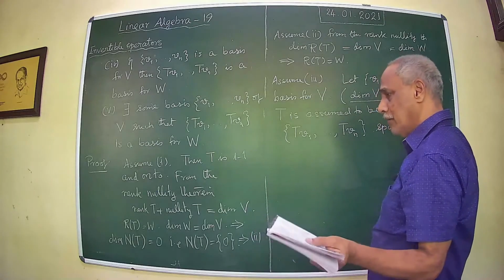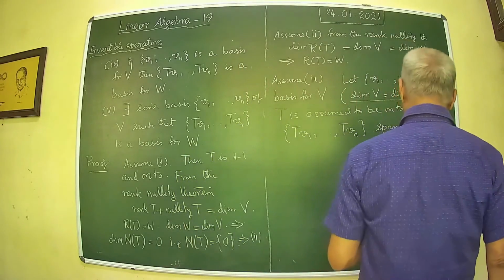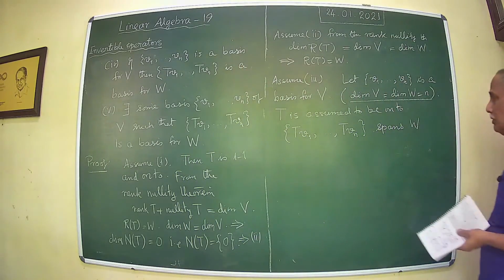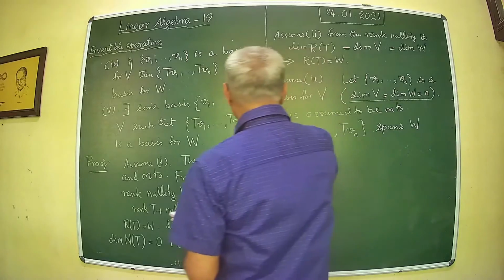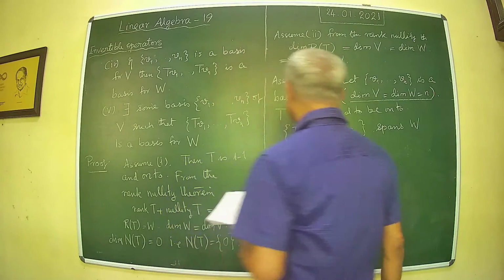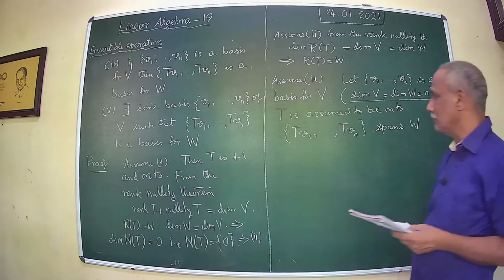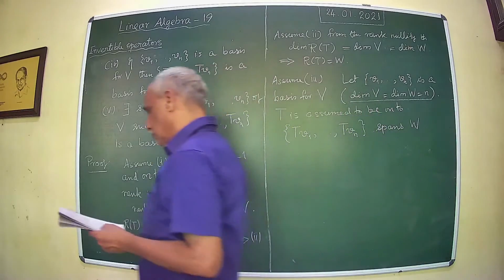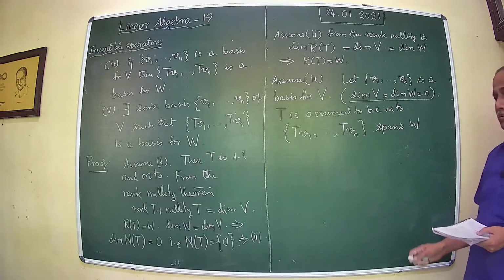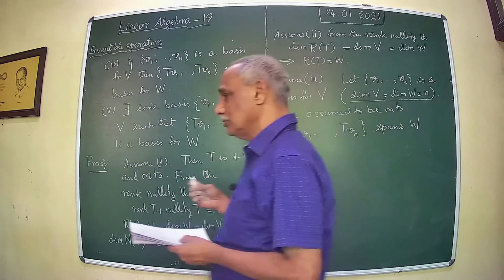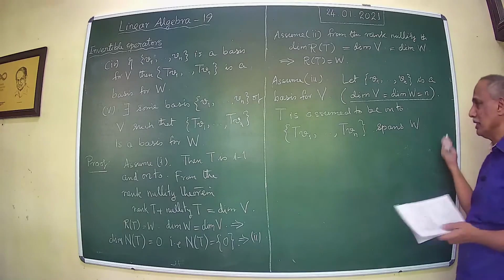So any element in W can be expressed as a linear combination of TV1, TV2, up to TVn. Okay. So start with an arbitrary element W. It is the image of some V from V. V can be expressed as a linear combination of V1, V2, etc., Vn. Now, you see W is TV, which is a linear combination of TV1, TV2, etc., TVn. That's the proof. Okay.